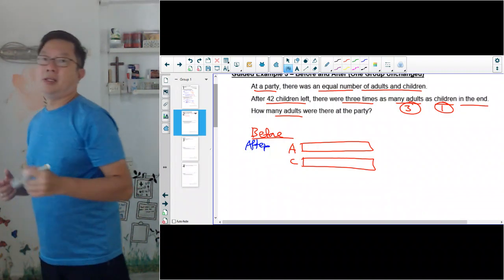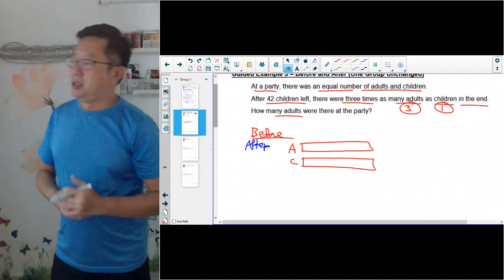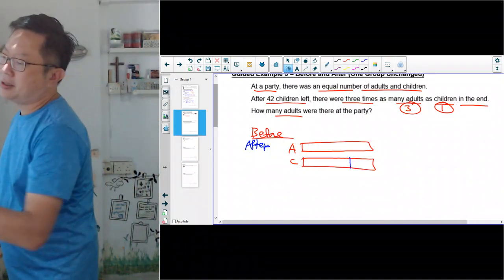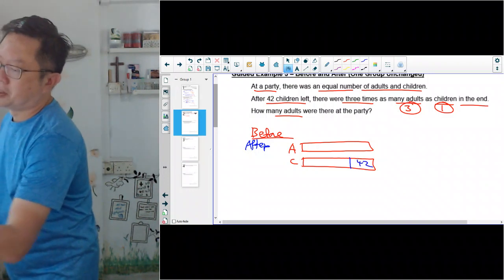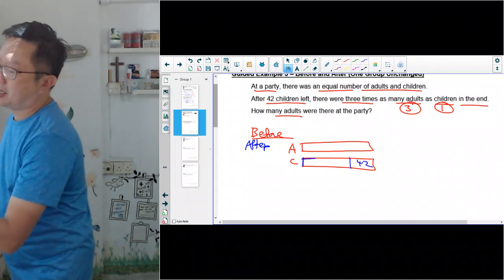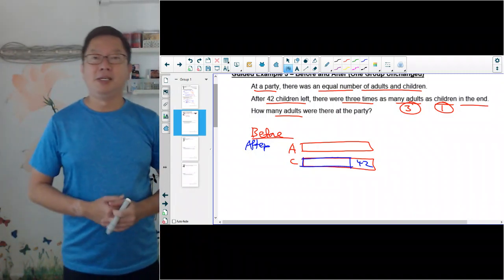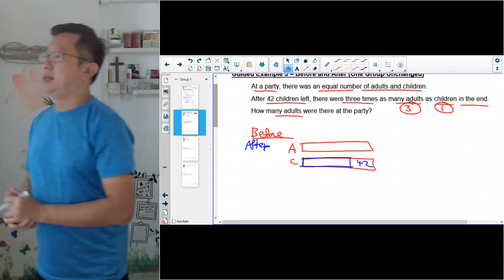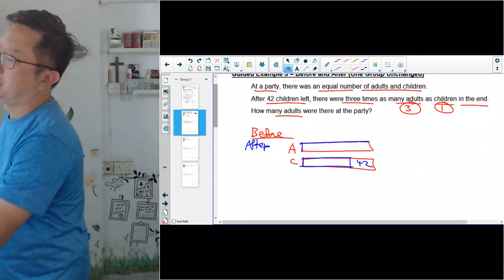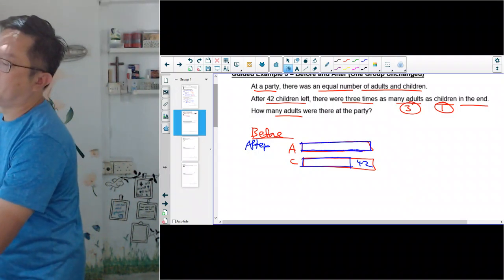So how do you draw the after model? Now 42 children left. So I cut here, and this is your 42 children who have left. So which means that the after model, these are the remaining children. The blue color box is the after model, and the adults is still unchanged. So you draw, I mean, it's still the same length, no change.